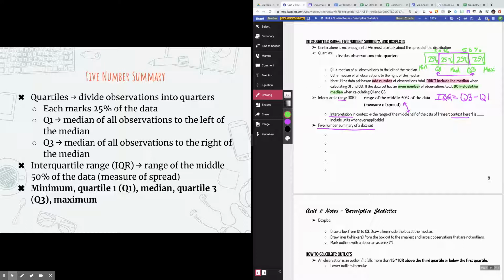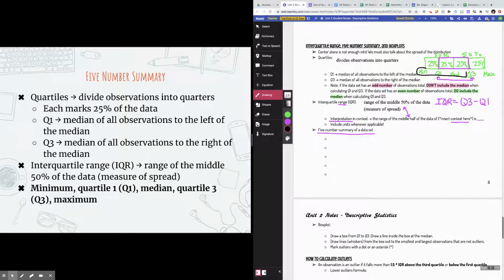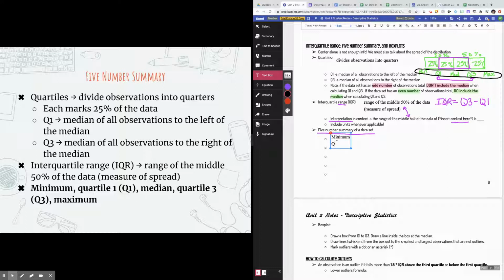So these 5 things that you see right here, oh, terrible. Let's try that again. Over here struggling with my drawing. But these 5 things right here are your 5-number summary. Your 5-number summary of your data set is the minimum, quartile 1, the median, quartile 3, which is abbreviated as Q3. And I probably should write that up here for quartile 1. That's abbreviated Q1, and your maximum.